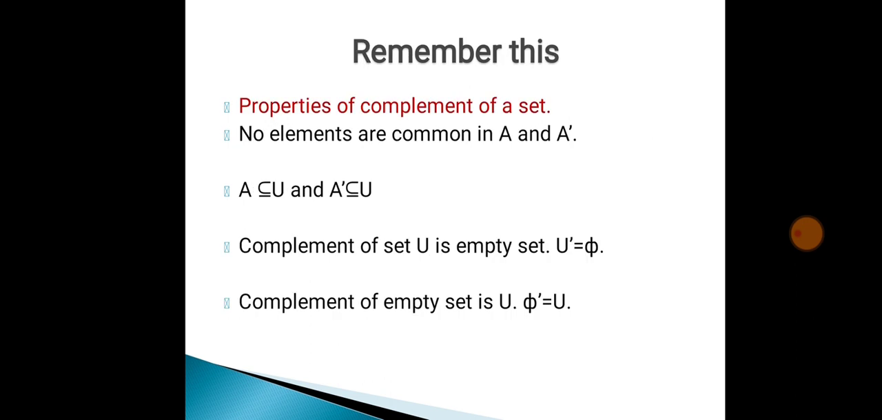Remember this, properties of the complement of a set. No elements are common in A and A complement. A is a subset of U and A complement is a subset of U, that is A and A complement are both subsets of U, the universal set. The complement of the universal set is the empty set, that is U complement equals empty set. The complement of the empty set is U, that is φ complement equals U. Thank you.